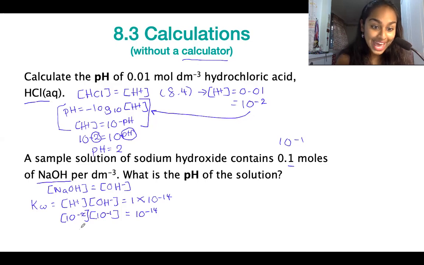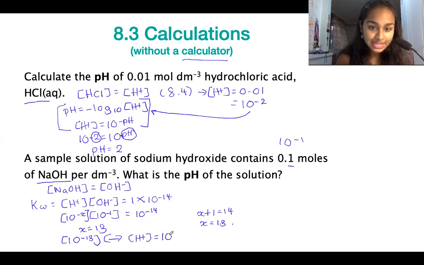So over here, this x is going to be 13. When you multiply powers, you add the exponents together. So it's going to be x plus 1 equals 14, and therefore x is going to be 13. So I know that I've got a hydrogen ion concentration of 10 to the minus 13. Now I can extrapolate that to the formula that I used earlier, which is H plus equals 10 to the minus pH. So now my pH is going to be 13.